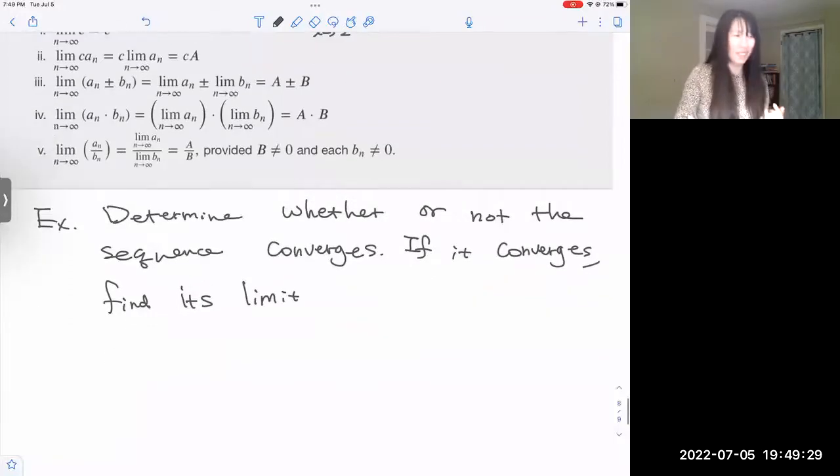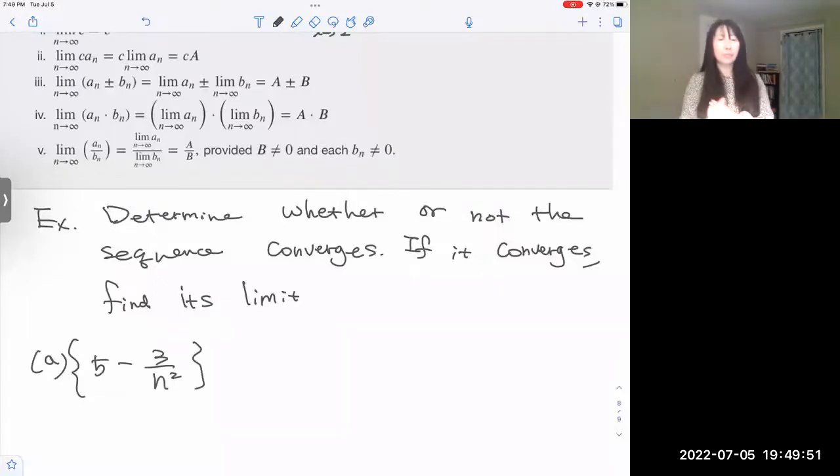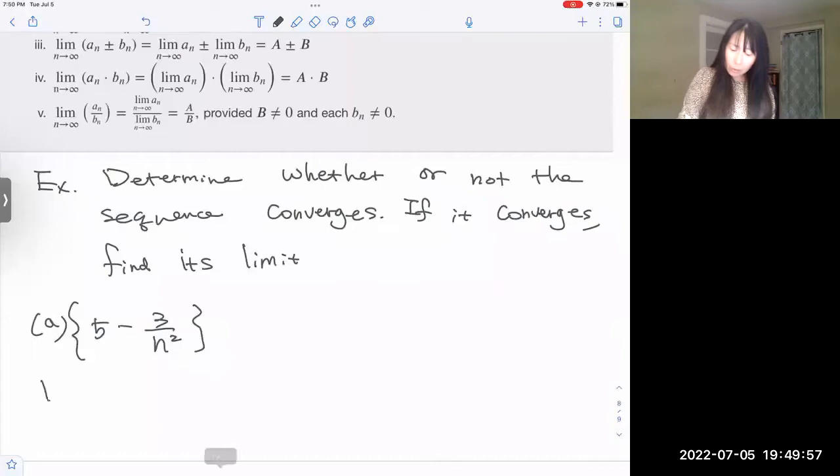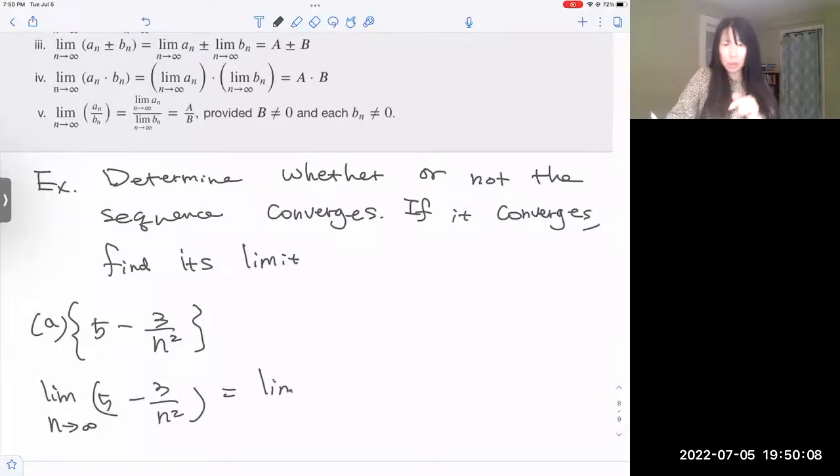Okay, so this is what I did in calculus 1 today. 5 minus 3 over n to the second power. Okay. So what do you think? We can apply the limit, same as calculus 1. Let's say that we have a limit, n approaches positive infinity. So we can say that, but then this one we can express as 2 terms.